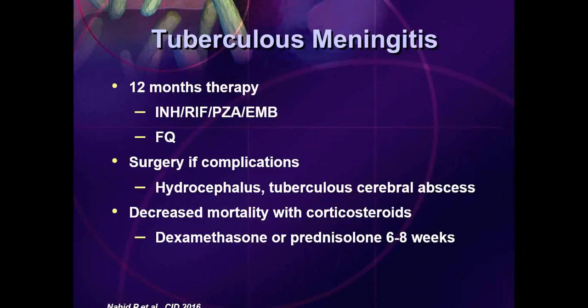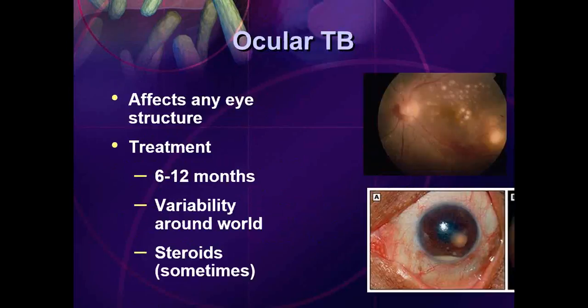We often add a fluoroquinolone, that's the FQ there in the second bullet, just because it penetrates well into the CNS. Many people can have complications. There is a high degree of mortality associated with this. Corticosteroids decrease that mortality, and they should be used the first couple months.